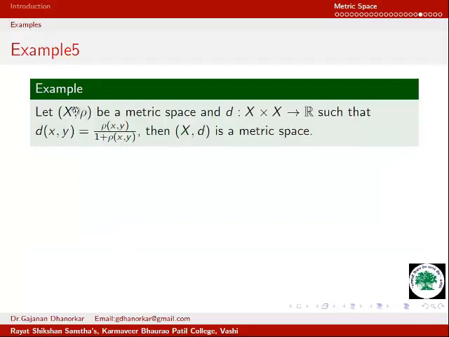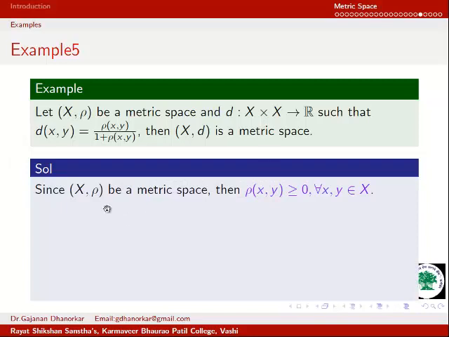Okay, here (X, ρ) is a metric space and D is defined on X × X to R such that D(x,y) = ρ(x,y) / (1 + ρ(x,y)). Then we have to prove that (X, D) is a metric space. Now what is given? This (X, ρ) is already a metric space, which means ρ satisfies all the conditions of a metric as per our definition. And with the help of this metric, we have to show that D(x,y) as per this definition is a metric.